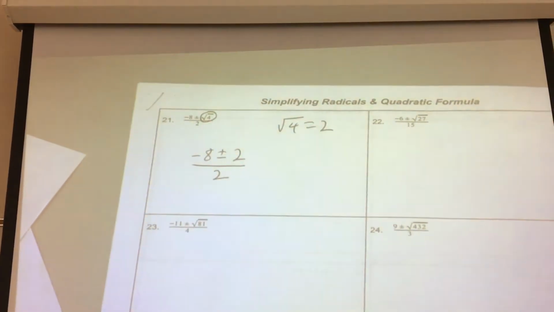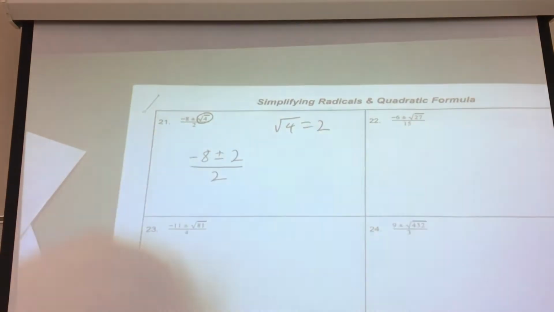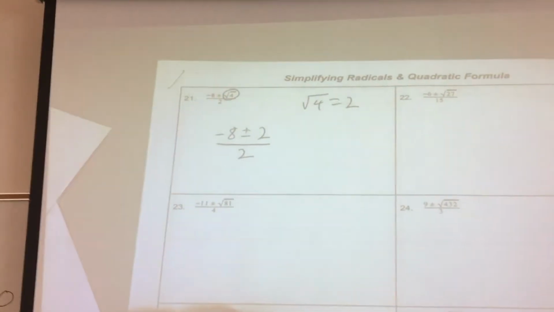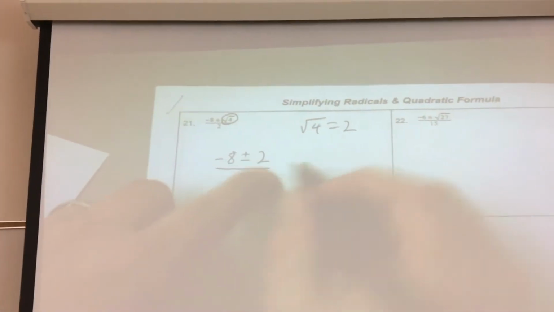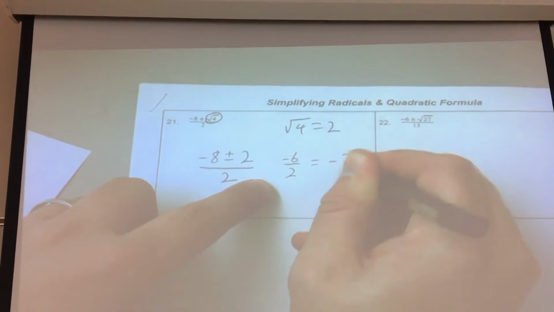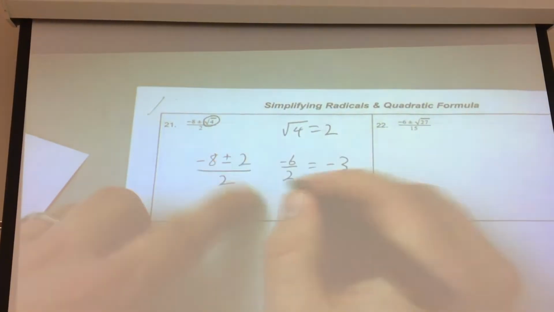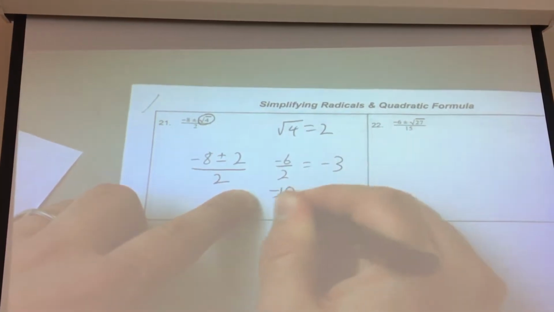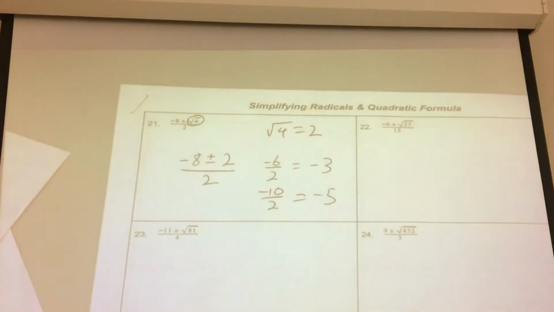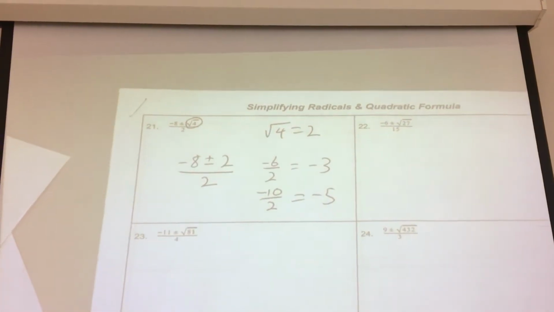I've seen a lot of people take this one, just divide them both by 2 and call it done. But because these are whole numbers, you can take it a step further. Negative 8 plus 2 is negative 6 over 2, which is negative 3. And negative 8 minus 2 is negative 10 over 2, which is negative 5. So you get two separate answers there. You need to make sure you address both of them.